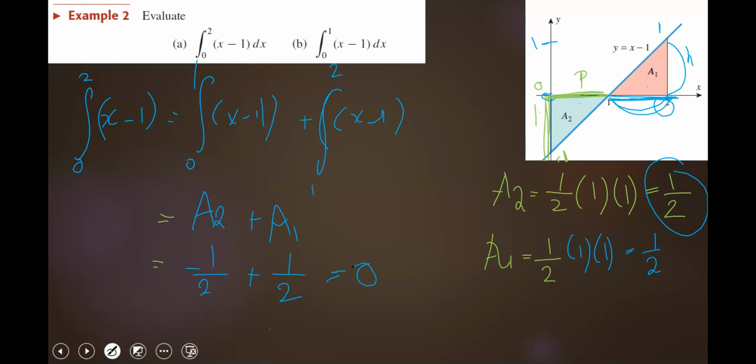Is it clear? Miss, can you repeat it from the beginning? I will give you another example, but okay, let me do this one, then I will give you another example. Okay.